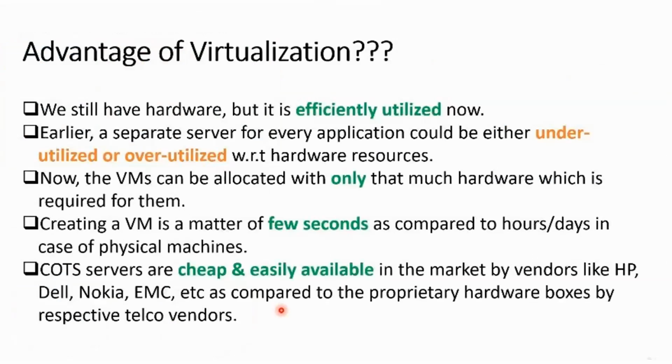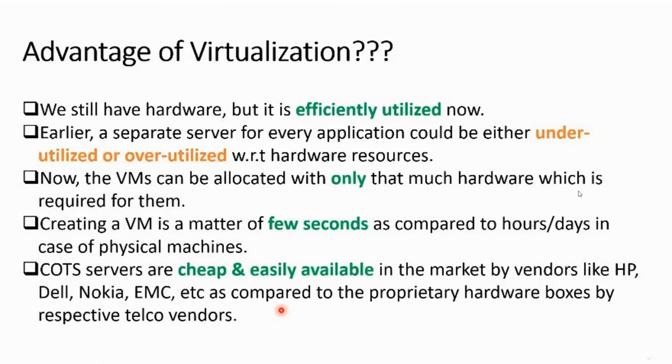As for the advantages, we still have hardware, but it is efficiently utilized now. In other words, it makes it look like it's multiple machines. A separate server for every application could be either underutilized or overutilized with respect to hardware resources. If we were to deploy each layer in a separate server, it is possible only one of the layers is used heavily and the other layers are not. In such a case, the chances of underutilization and overutilization come in, and we may be spending too much money and not getting the worth out of it. That is the problem, guys.